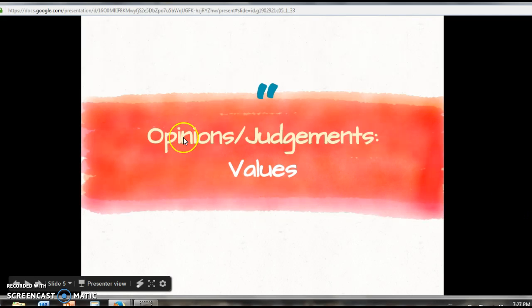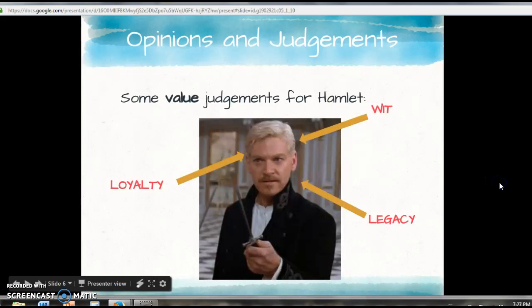When we say opinion, we don't mean if they're liberal or conservative. We mean, what do they value in life? When they think about the world, what do they think is important? What do they think is worth your time? Those are their values. That's what we want to look at. So for Hamlet, for example, this is Hamlet, we have a few things that we know are really important to Hamlet.